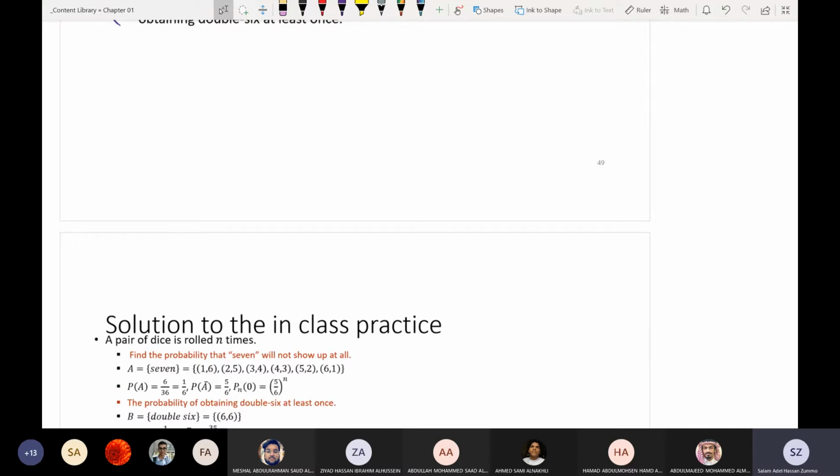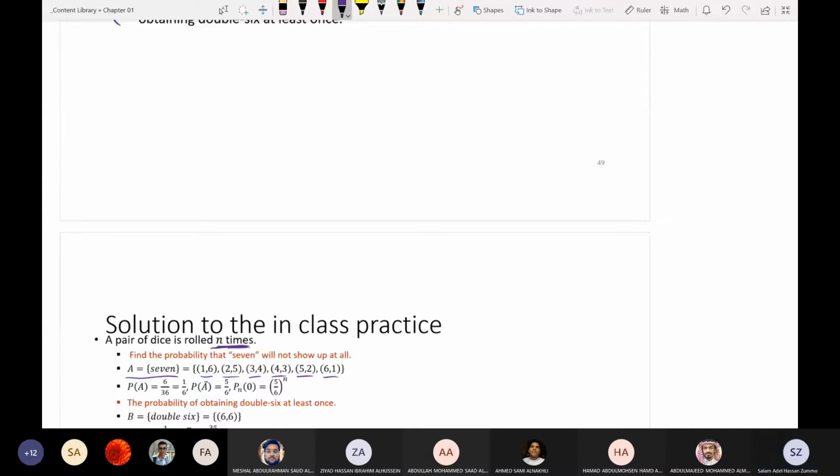So the probability of 7 will not show up. First of all, before we look at the n times, we need to look at one time. What is the probability of 7? So if A equals 7, what is the event in which we get 7 as a sum of the two dice? When you get 1, 6, 2, 5, 3, 4, 4, 3, 5, 2, 6, 1, right?